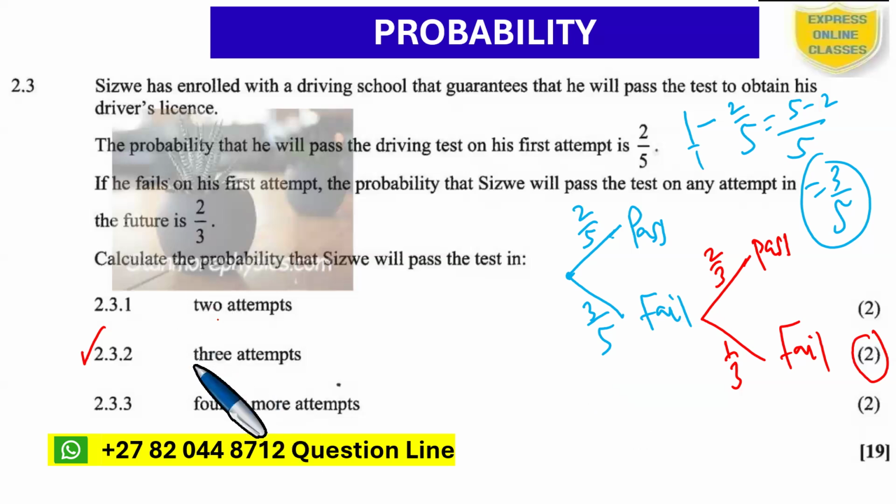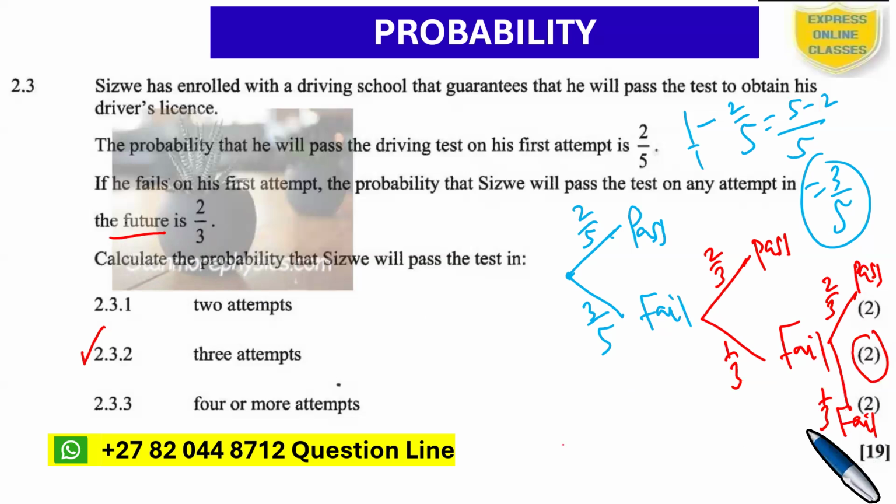So the probability that Caesar will pass in 3 attempts. For Caesar to pass in 3 attempts, he must fail and fail and then pass. So which means that now it's going to be like this. This is the tree diagram because this one is going to be in the future. So in the future, the probabilities are going to be the same. The probability of passing in the future is 2 over 3, and that one is 1 over 3.